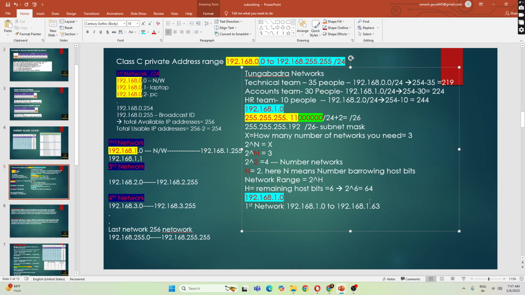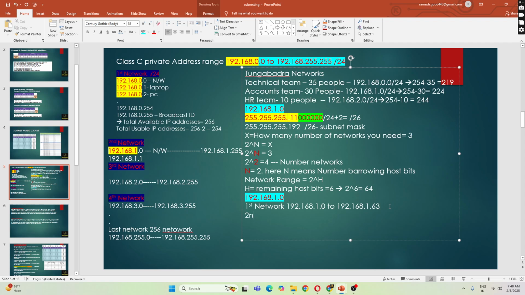That is a human shortcut. You can remove this 192 value from 256, you will get a 64 value. But I don't want to teach human shortcuts. I want to tell you exactly how the system internally calculates everything. The range is calculated by this formula, 2 to the power of h, where h means the remaining host bits, so 2 to the power of 6. This is a range. So 0 to 63, this is the first network.